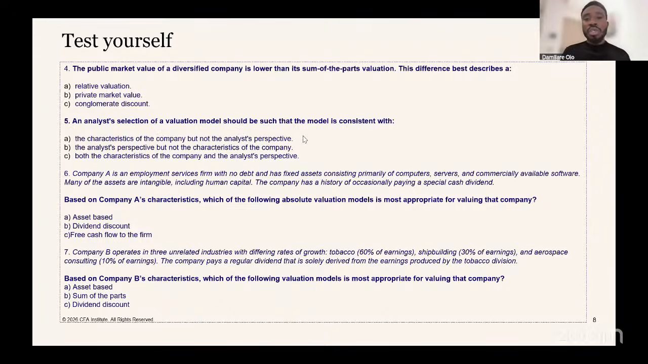So the valuation model you select as an analyst should be consistent with what? Is it just the characteristics of the company? Is it just the analyst's perspective, or is it both the characteristics of the company and the analyst's perspective?